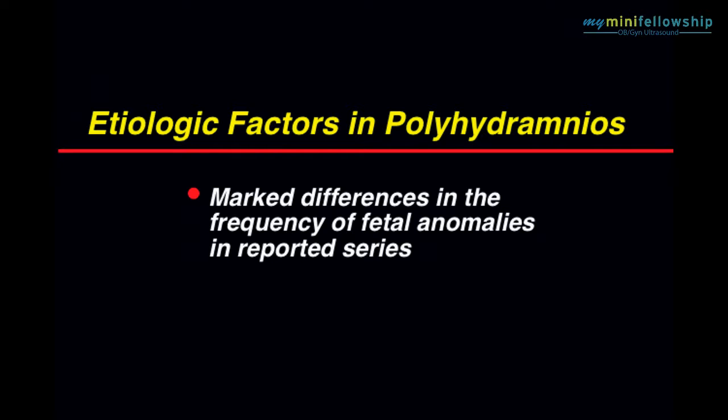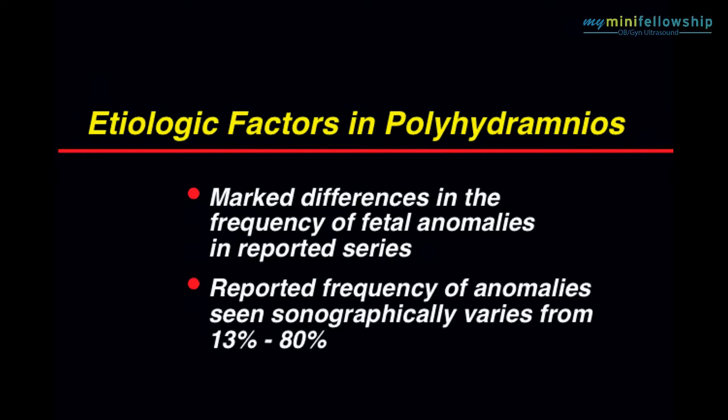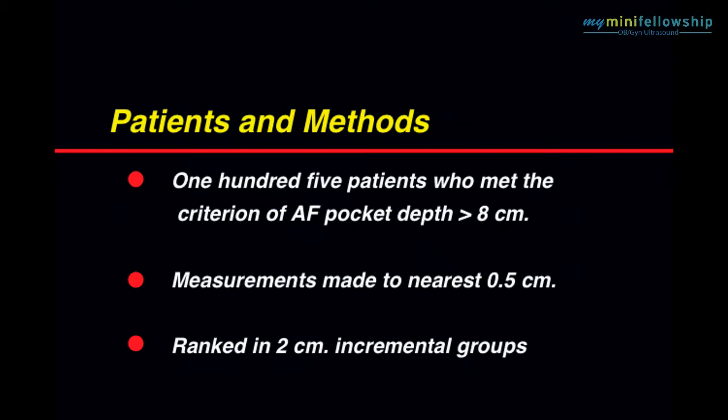So, when we look at this, we find that there are marked differences in the frequency of fetal anomalies in reported series. Reported frequency of anomalies seen sonographically varies from 13% to 80%. When you see two papers, one with this number and the other with this number, you can immediately say one thing with certainty: one of those two papers is definitely wrong, and possibly both of them are definitely wrong. So we felt we understood why such a broad spectrum was seen. So we did this study. I mentioned it to you.